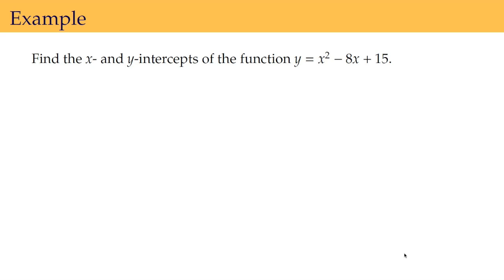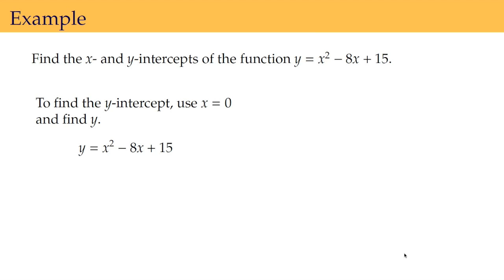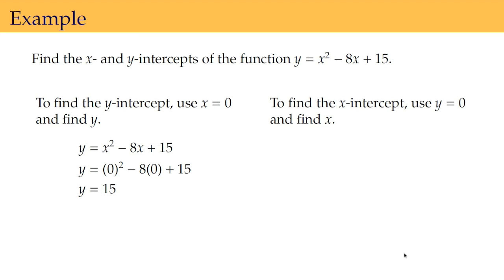If I wanted to find the x and y-intercepts of the function y equals x squared minus 8x plus 15, to find the y-intercept, you use x equals 0 and find y. So I take my function, I substitute in 0 for x, and y is 15. And then to find the x-intercepts, that should be plural, because this function actually does have more than one, I'm going to use y equals 0 and find x.